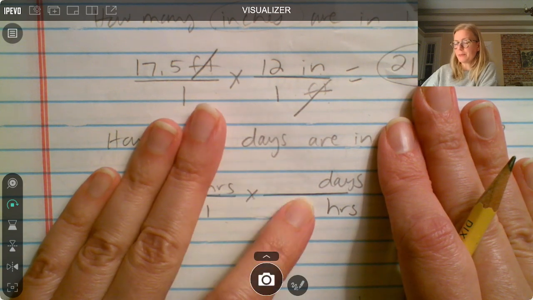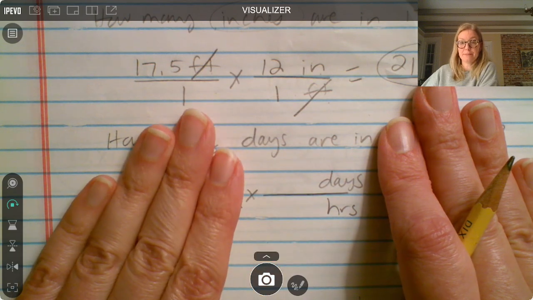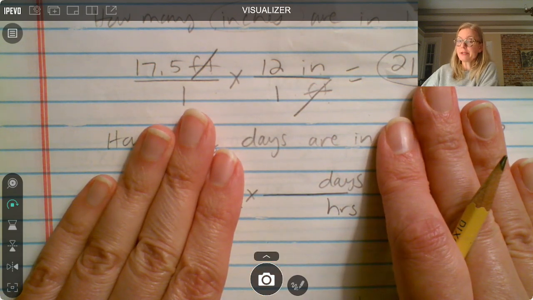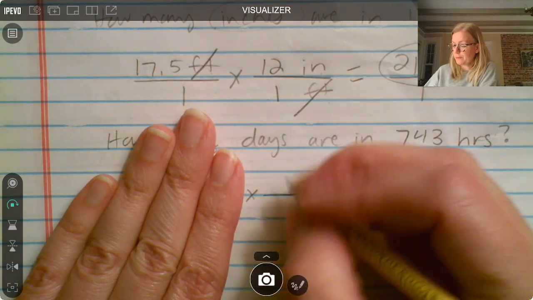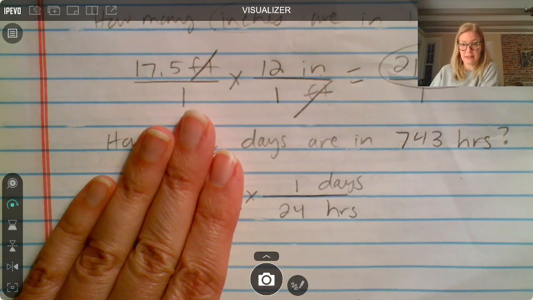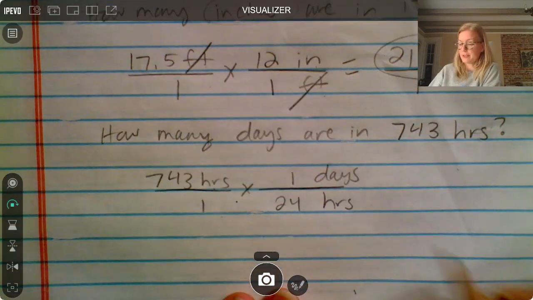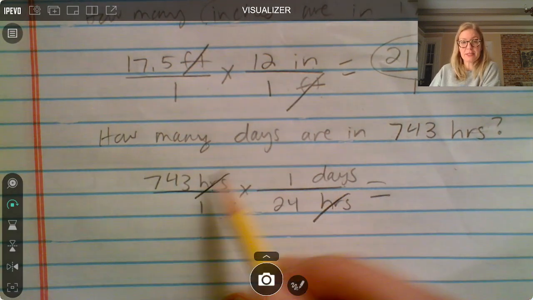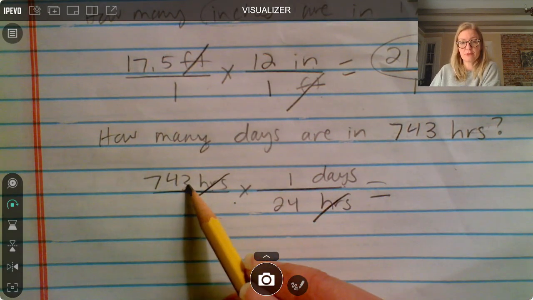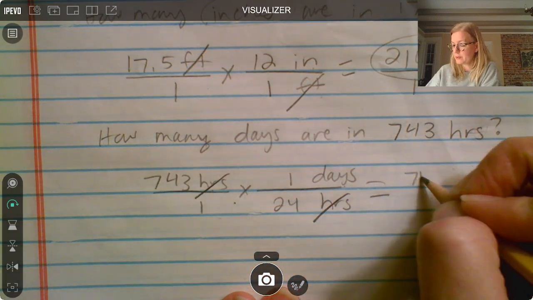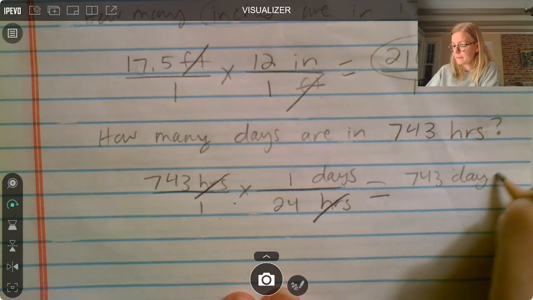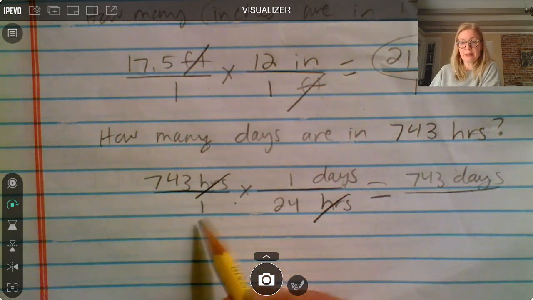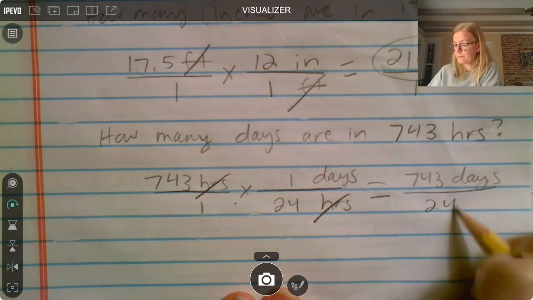What numbers do I need to put here to make this fraction equal 1, okay? It's not 24 days in 1 hour, it's 24 hours in 1 day. All right, and look at that, hours cancels out, and we're left with days. Multiply straight across the top. 743 times 1 day is 743 days. Multiply straight across the bottom. 1 times 24 is 24.